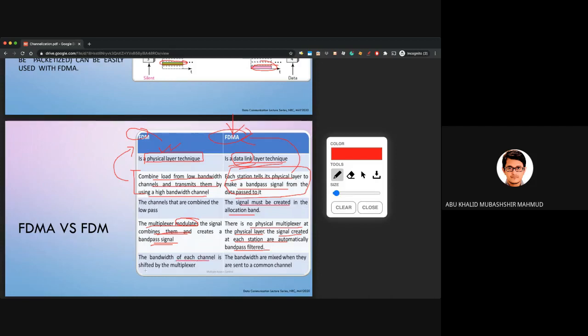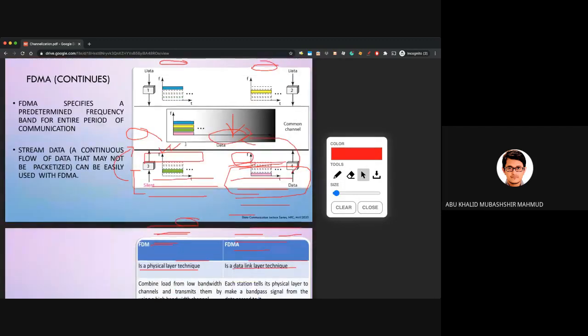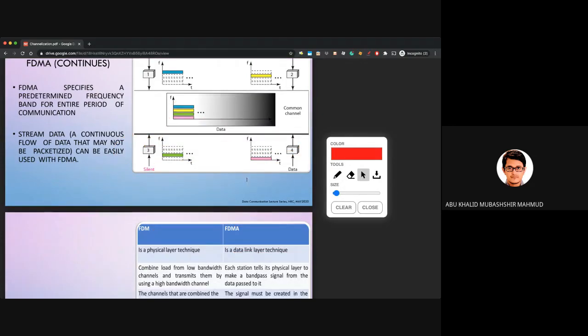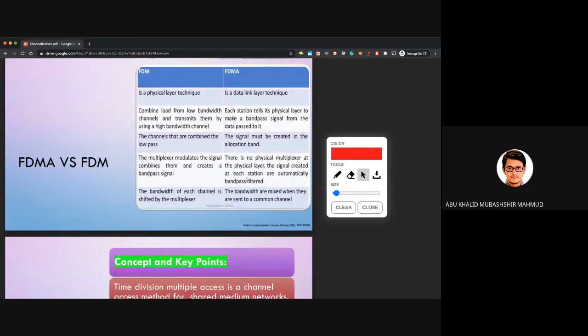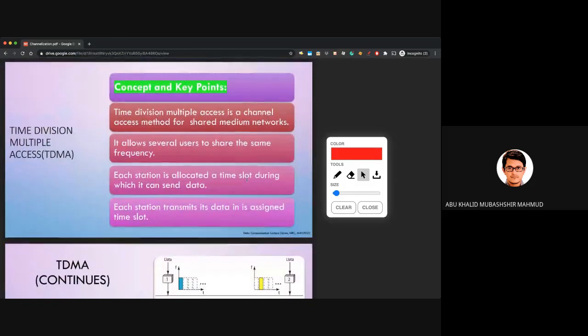The bandwidth of each channel is shifted by the multiplexer. The bandwidths are mixed when they are sent to a common channel. So the bandwidths are mixed and sent together as a common data channel, as a common message, throughout the channel. So this is how multiple access and multiplexing differ. I hope you get it. So let's move forward.